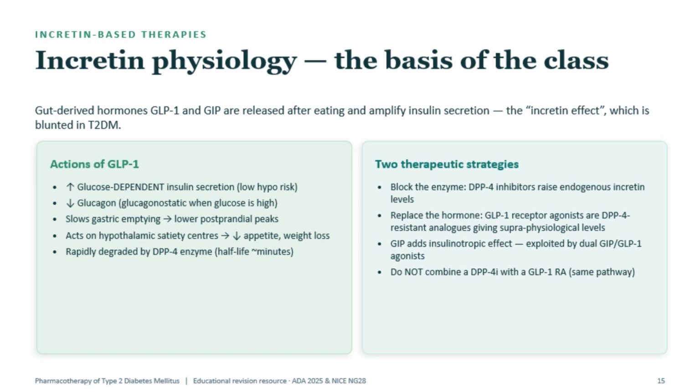The catch: the DPP-4 enzyme chews it up in minutes. That gives us two clever strategies: block the enzyme or replace the hormone with a resistant version. One rule though: never combine a DPP-4 inhibitor with a GLP-1 agonist. Same pathway, no point.